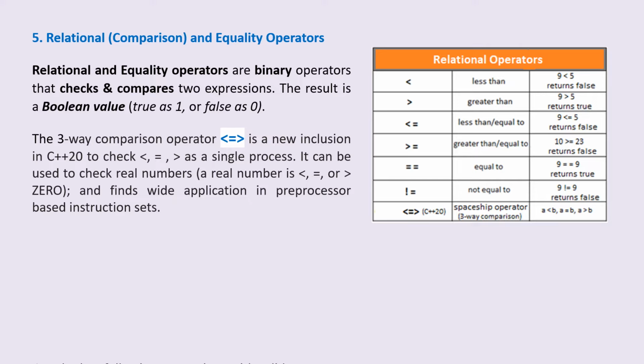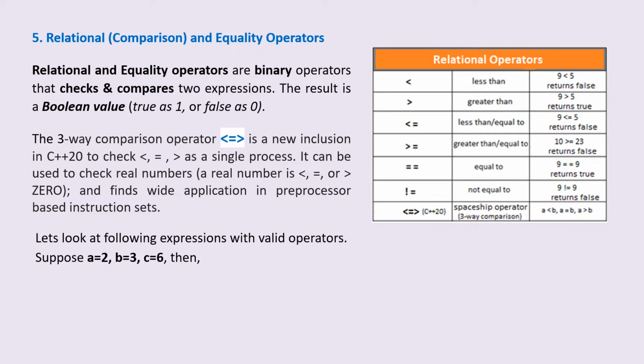Let's look at the following expressions with valid operators. Suppose A equals 2, B equals 3, and C equals 6, then can you answer what do these expressions return? First one is A equals equals 5. It's asking, is A equal to 5? A is 2, not 5. So this expression that is processed by the system will return false or 0.